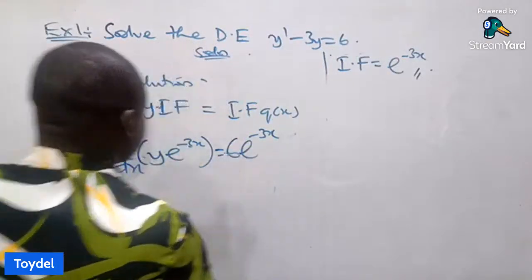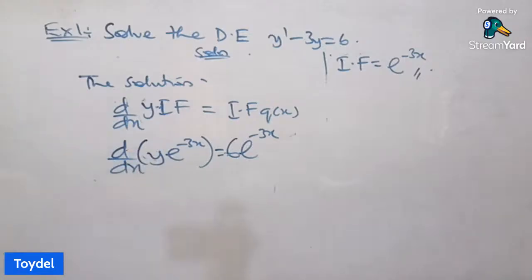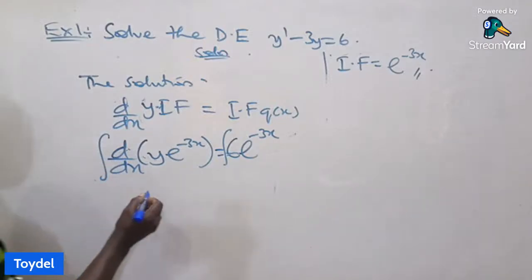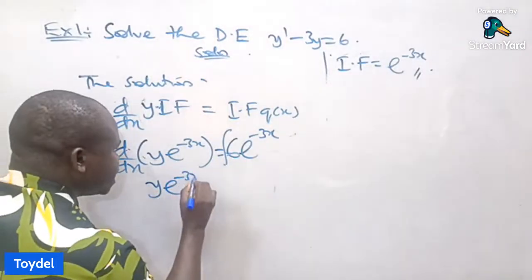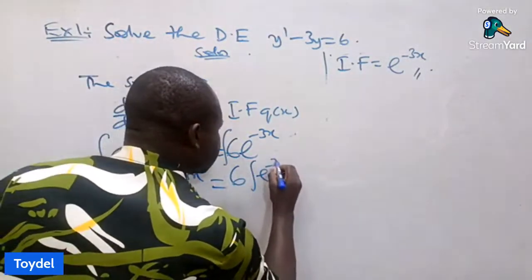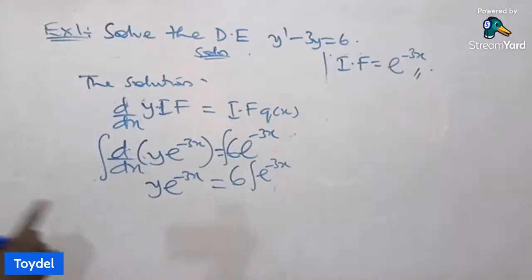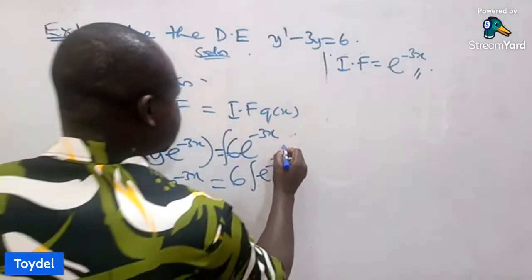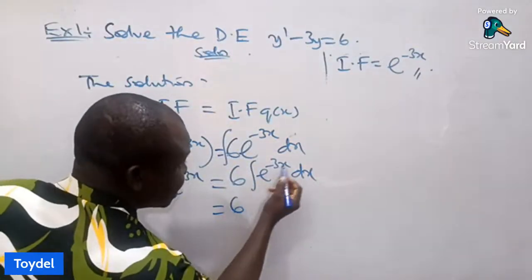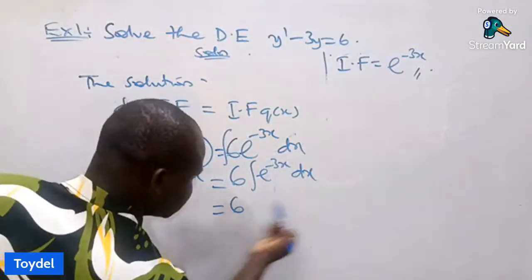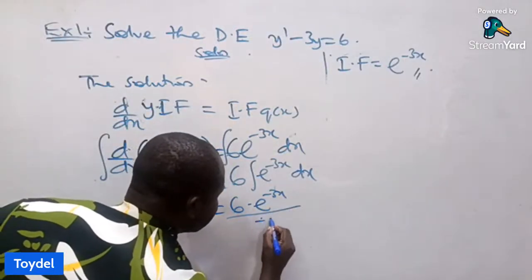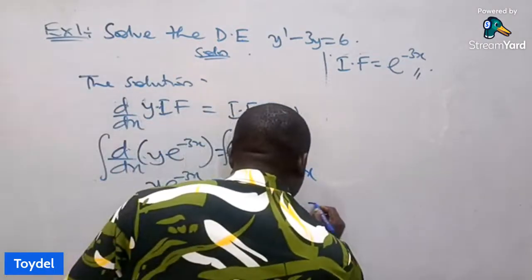When we integrate both sides, the integral will take care of dy dx. Then we are going to have y exponential minus 3x here will be equal to 6, which can come outside. When we integrate exponential minus 3x, what do we get? When we integrate the exponential function, just differentiate what we have there and use it to divide. This will be 6 multiplied by exponential minus 3x all over minus 3, plus an arbitrary constant.